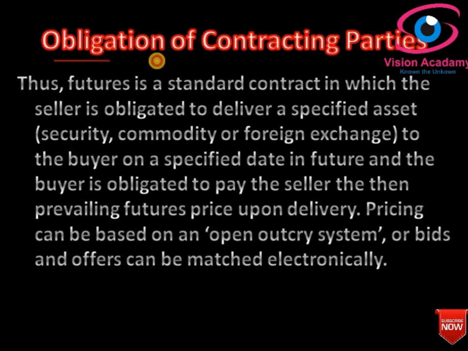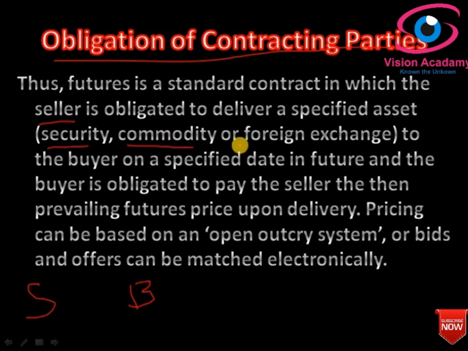So let us look at the obligations of the contracting parties. There will be only two parties, a seller and a buyer. Due to the standardized contract, fulfillment of the obligation is necessary. The seller is obliged to deliver the specified asset on which he has taken the contract, maybe securities, commodity, or foreign exchange, whatever, to the buyer on the specified date in the future.